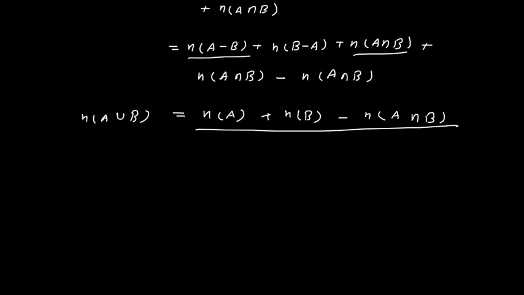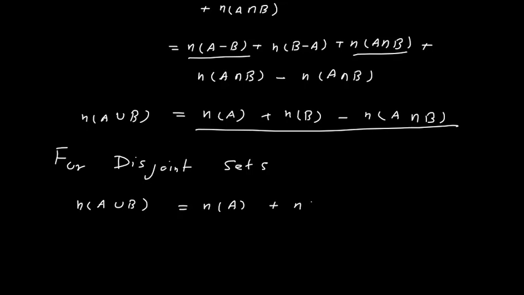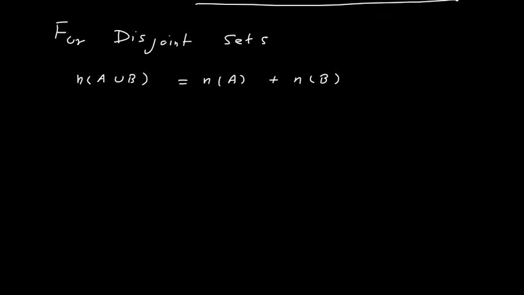Now if there are three sets, actually we will not see a problem with three sets, but if these two sets are disjoint, then n(A intersection B) will be 0 and we have n(A) plus n(B). So for disjoint sets, n(A union B) is n(A) plus n(B). This is for disjoint sets.